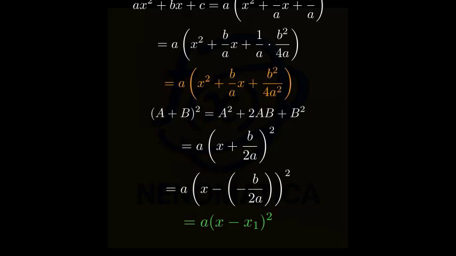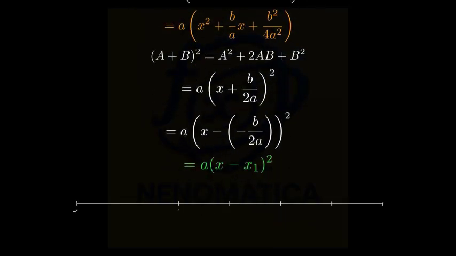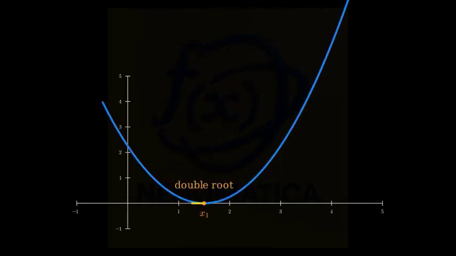Since x sub 1 equals negative b over 2a, this is also a times (x minus x sub 1) squared. This matches our picture. A times (x minus x sub 1) squared is a parabola with its vertex at x sub 1 on the x-axis, touching but not crossing when it is positive. That single touch is the repeated root.